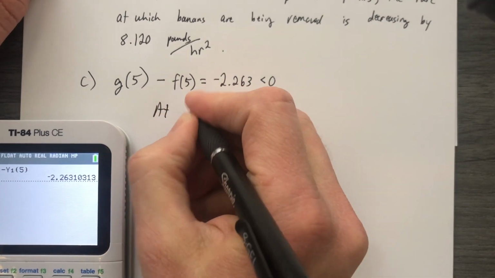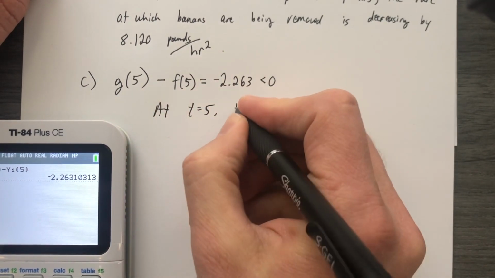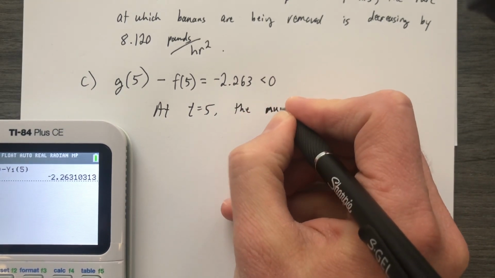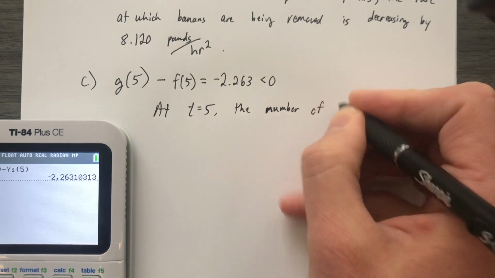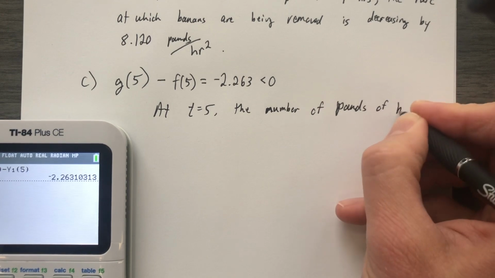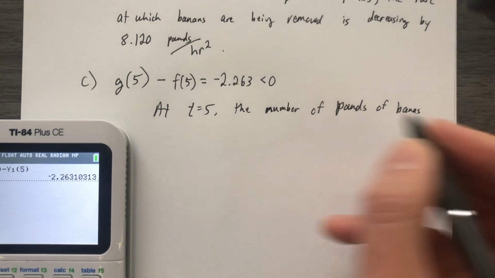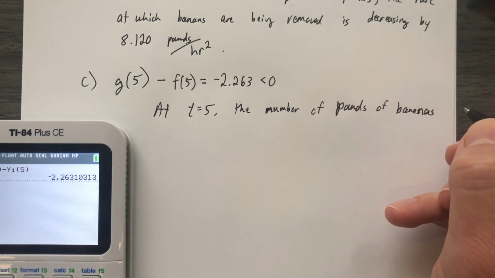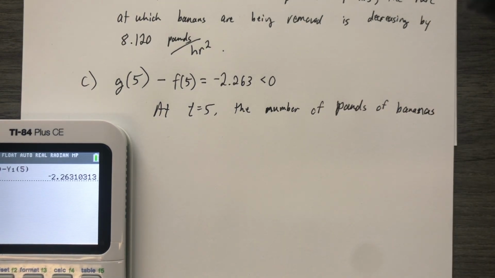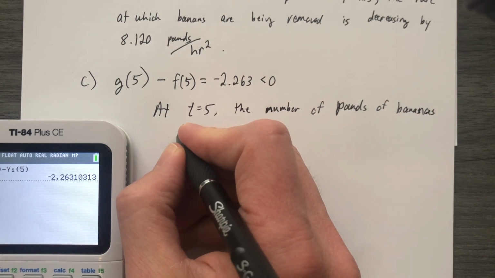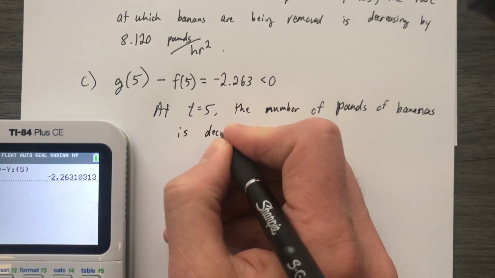At t equals 5, the number, if I could spell it correctly, number of pounds of bananas, I forgot how to spell bananas. My word, I'm struggling here. What is it, B-A-N-A-N-A-S? Okay, good. Just got confirmation from Mr. Holmiller. Number of pounds of bananas is decreasing.